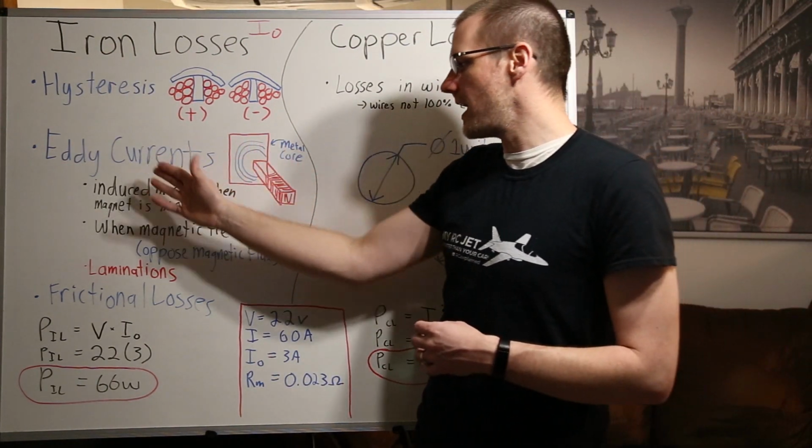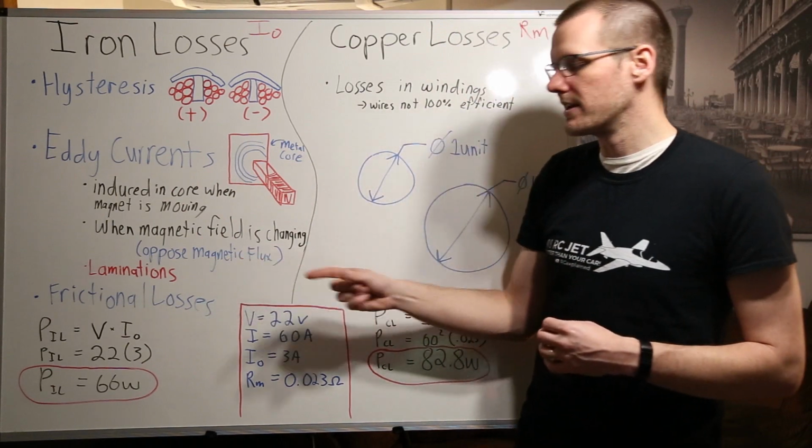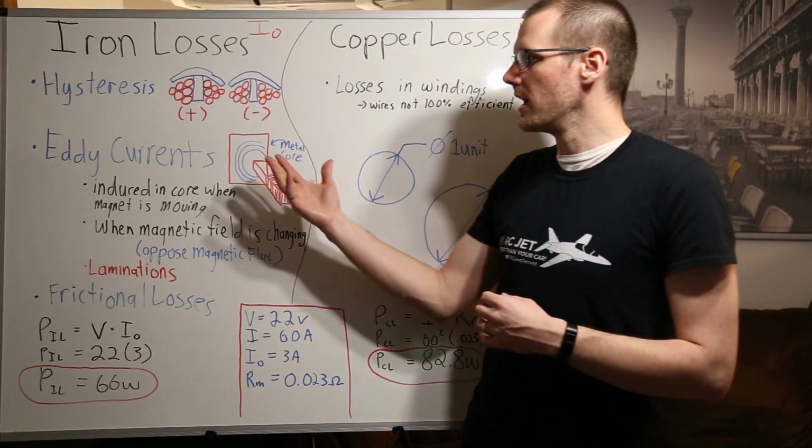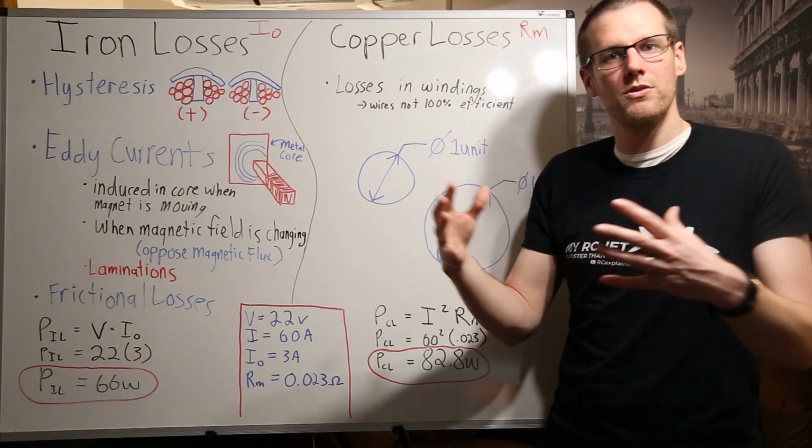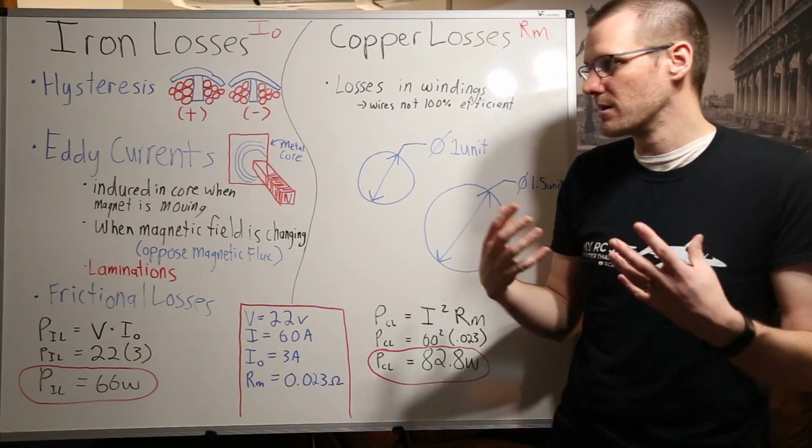Now, all of these eddy currents are going to oppose our magnetic flux. You can imagine if you have a north pole produced here, that is giving off magnetic flux. It's a force, a magnetic force that you're actually able to measure.